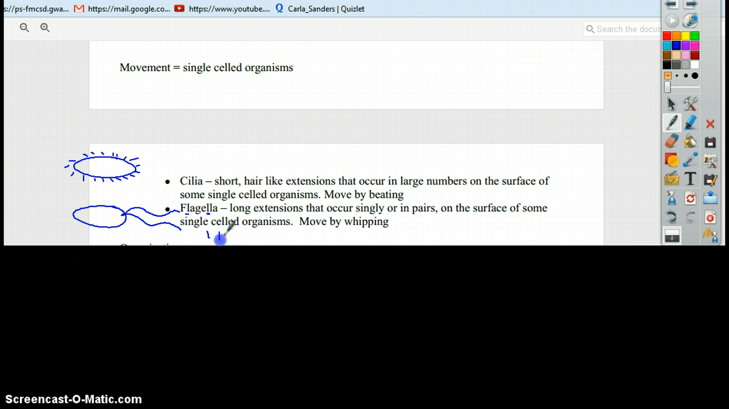Flagella. The word has three L's. Long. L. Long extensions. Cilia. Granted, it's a C, but sounds like an S, so think short. Cilia, short. So that's how you can remember the difference between cilia and flagella, found in single-celled organisms. So these things we can only see under the microscope.